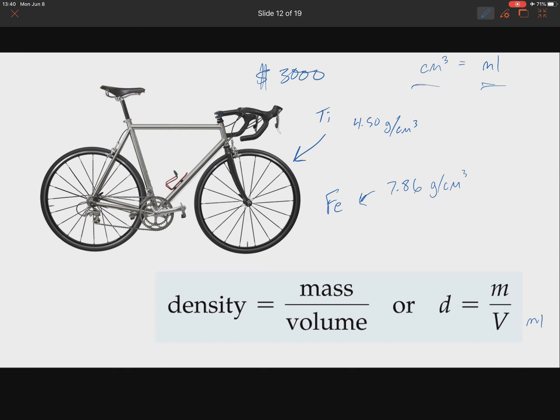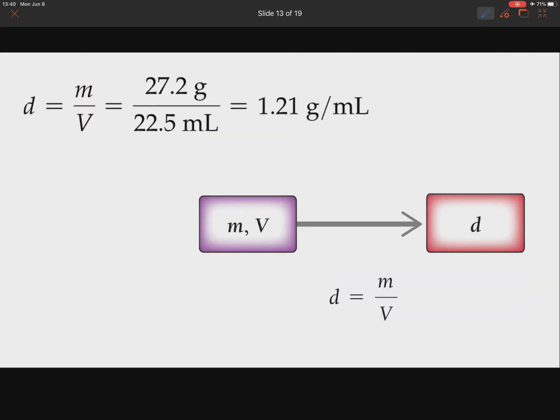So for example, we could have a sample of a liquid that has a volume of 22.5 milliliters and a mass of 27.2 grams. So to find its density, we divide them. 1.21 is the math, or the numerical answer. And then the units of density are the combined unit, gram over milliliters.